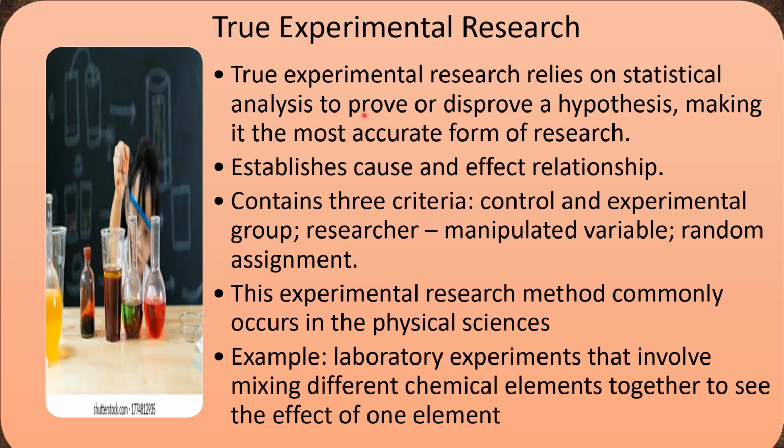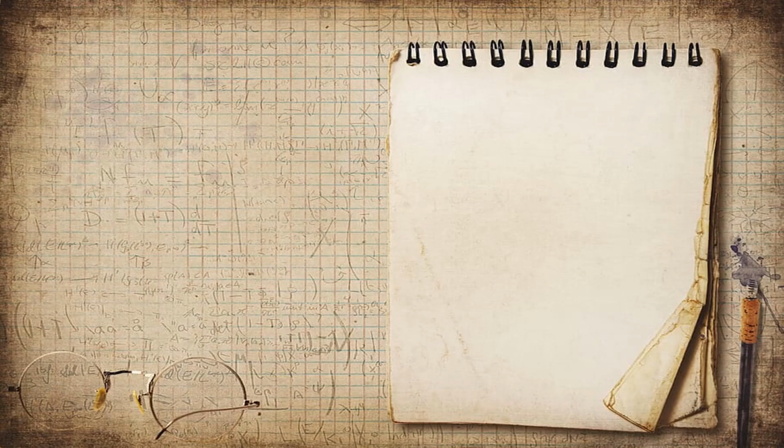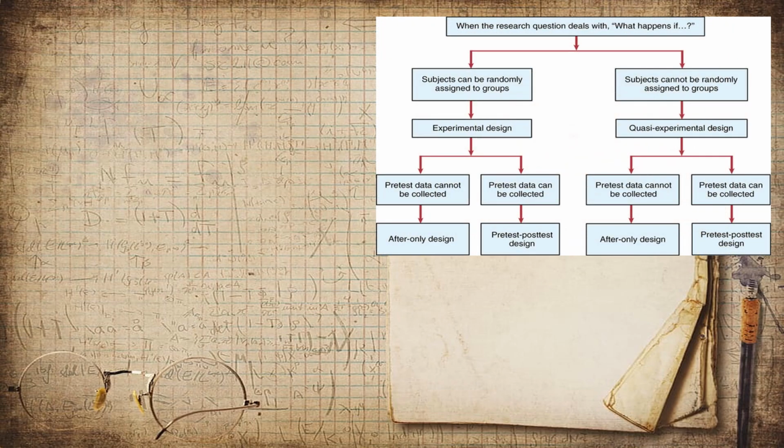So here, the independent variable can be manipulated by the researcher against the dependent variable. And let us have the distinction between true experiment and quasi-experiment. When the research question deals with what happens if subjects can be randomly assigned to groups, then you will use experimental design. And what happens if subjects cannot be randomly assigned to groups, you will use quasi-experimental design.